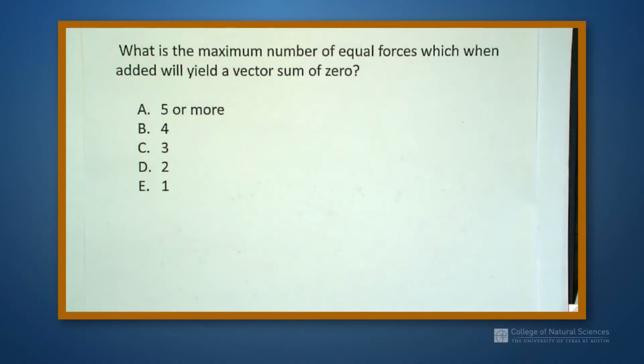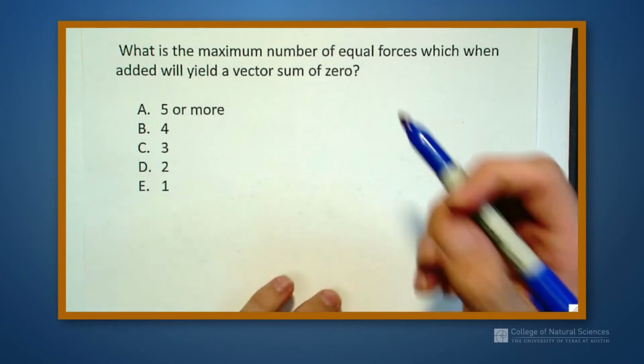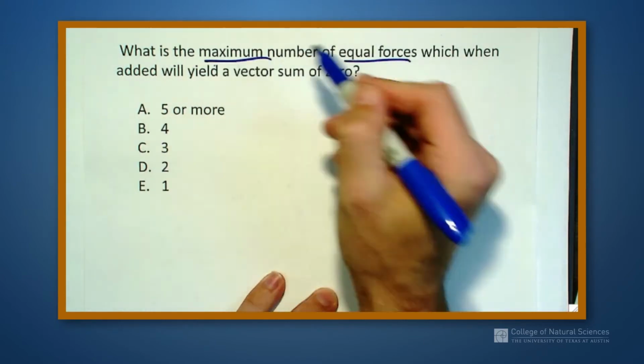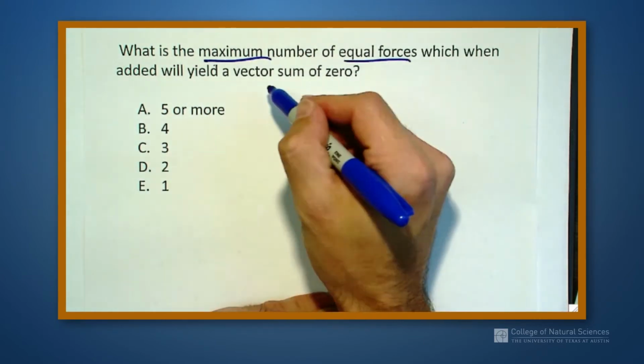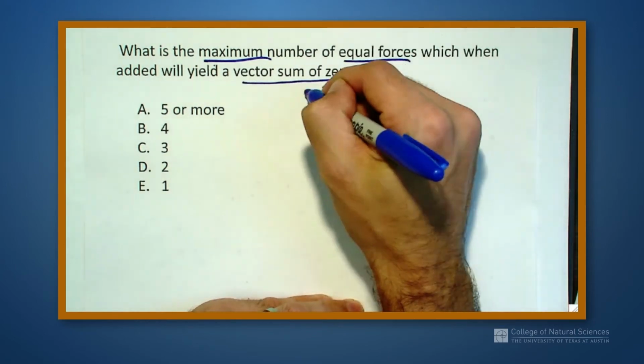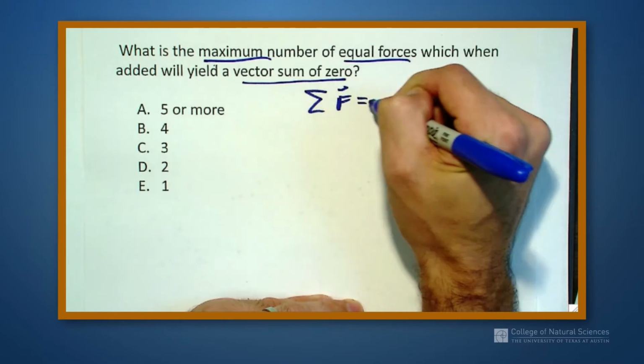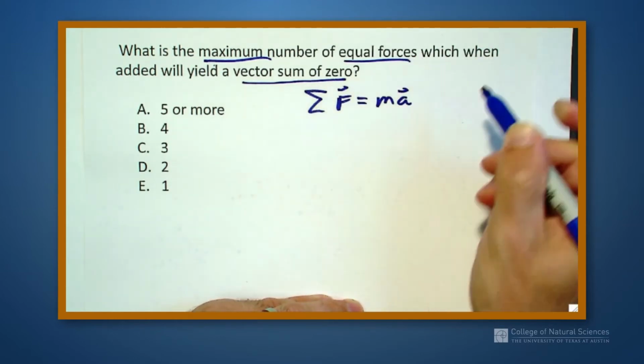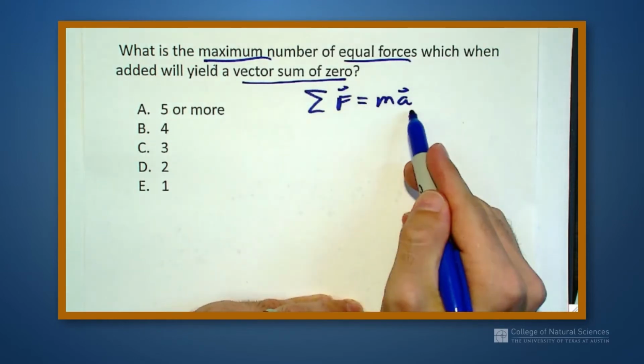So this question asks us, what's the maximum number of equal forces we're looking for, which we can have a vector sum of 0? The reason we want to do this is that Newton's second law says that if we add up all of our forces, it gives us some acceleration.